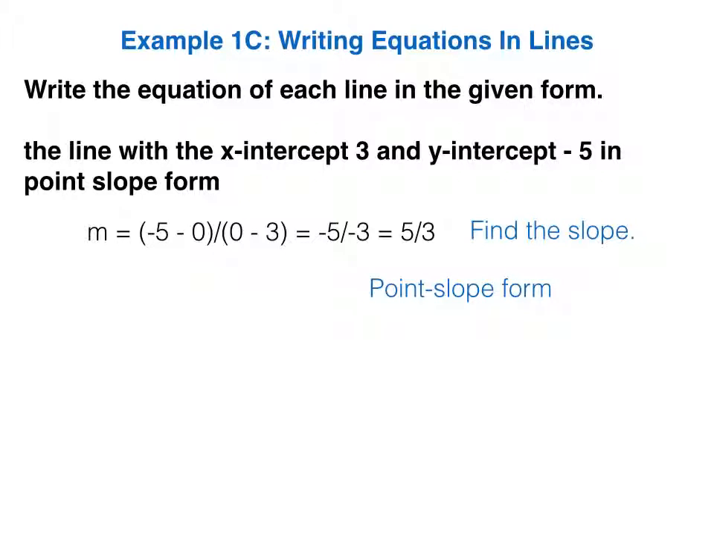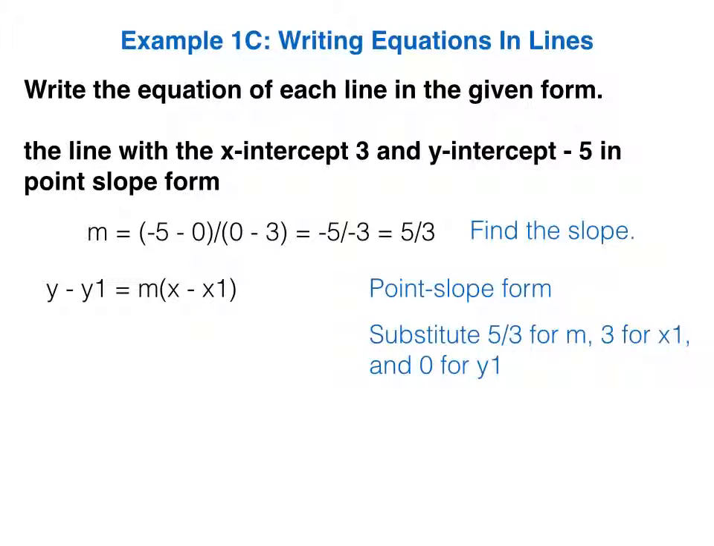Now we use point-slope form. y minus y1 equals m times x minus x1. Substitute in 5/3 for the slope, 3 for x1, and 0 for y1. So we get y minus 0 is equal to 5/3 times x minus 3. Again, looking at that point-slope form, we can see that this equation goes through the ordered pair 3, 0, and the slope is 5/3. Simplify this equation, gives us y equals 5/3 x minus 3.